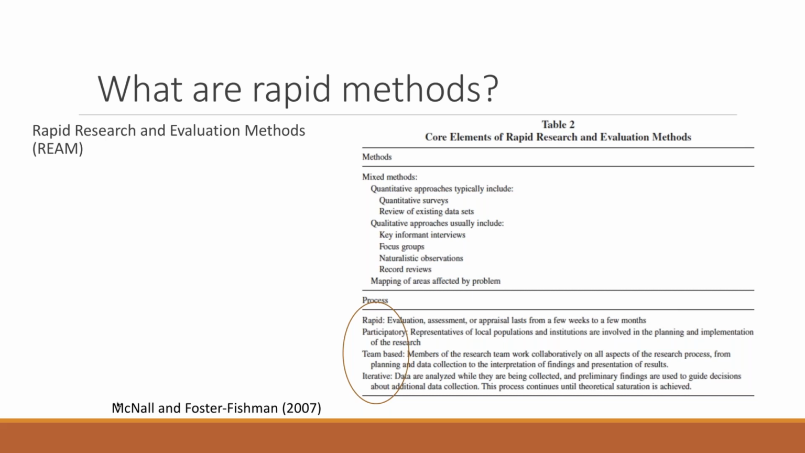especially if you're just starting out in this field. And what they try to do is to map this landscape of what they call rapid research and evaluation methods, or REAM, and try to identify what were the core elements of the approaches being used within this field. And what they did is they came up with the four that I've included in the circle here at the bottom of the screen. So what they said was that these approaches were rapid in the sense that the study was carried out anywhere from about a few weeks to a few months.